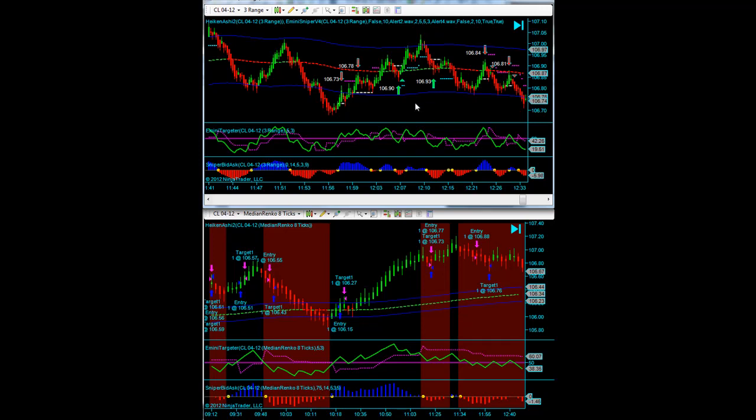So that's what we're looking for when we're doing our trading off of our 3 range and an 8 Renko chart. We want to take the signals that are available, but you also do want to pay attention to that 3 range chart and what it's showing you.